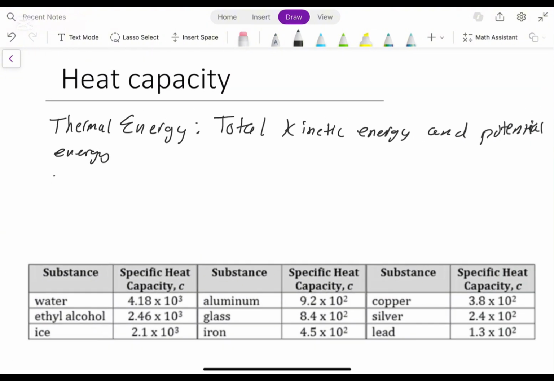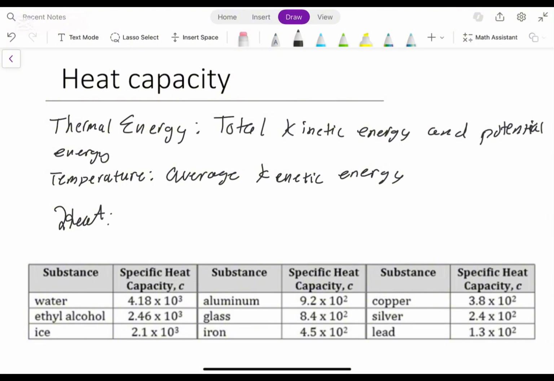What is temperature? Well, temperature is then the average kinetic energy of an object or substance or whatnot. And finally, what is heat? Heat is a transfer of thermal energy. It's the transfer of thermal energy.